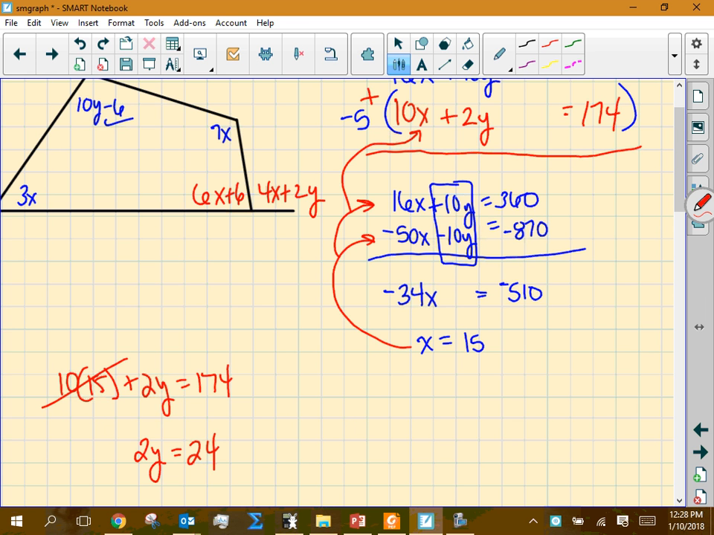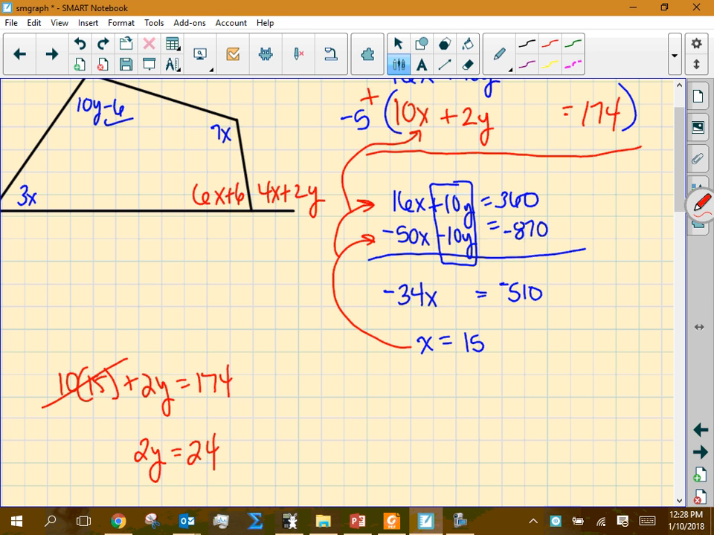Now what I would do then, if I've got those two values, to make sure that I've done it correctly, I'd go back up into my picture. And I'd plug in x is 15. So I go 6 times 15 plus 6. And then I'd go 4 times 15 plus 2 times 12. So I'm looking at the supplementary angles there. And I would evaluate those and see if, with x being 15 and y being 12, I get a sum of 180 back? And you will. Okay?